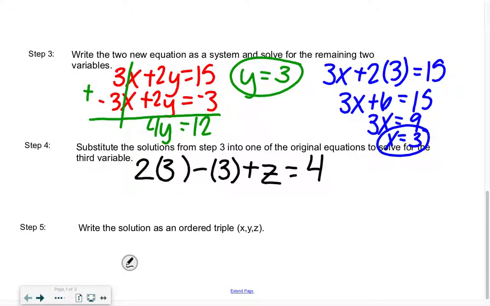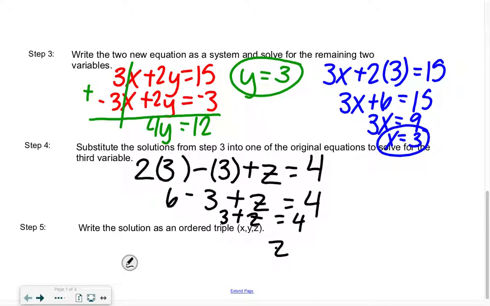Then we just gotta do algebra. We got 6 minus 3 plus z equals 4. 6 minus 3 is 3 plus z equals 4. How much is z? 1.